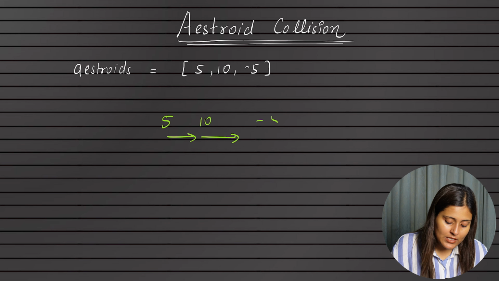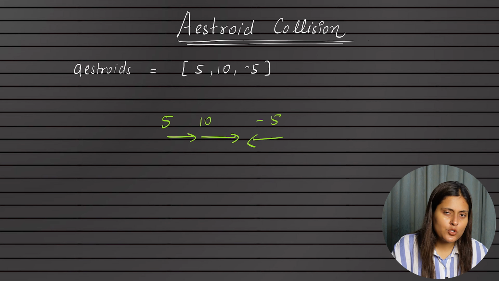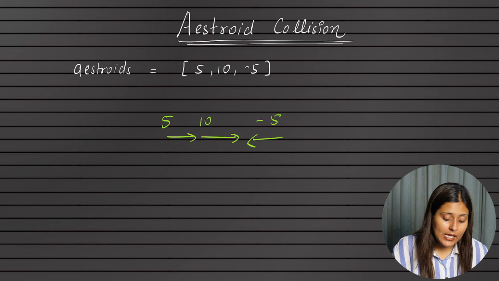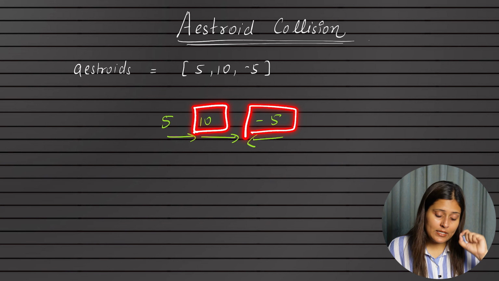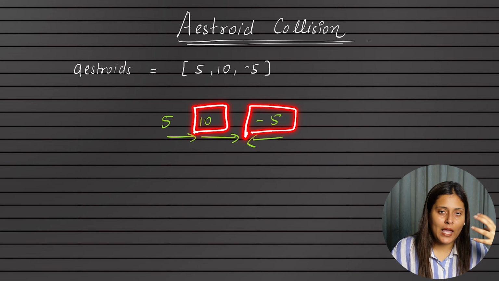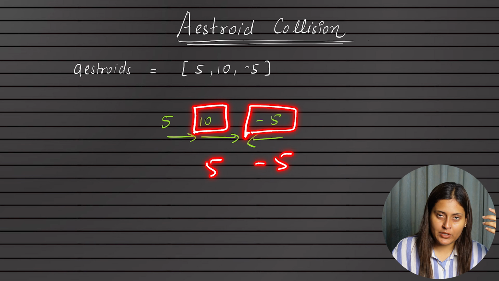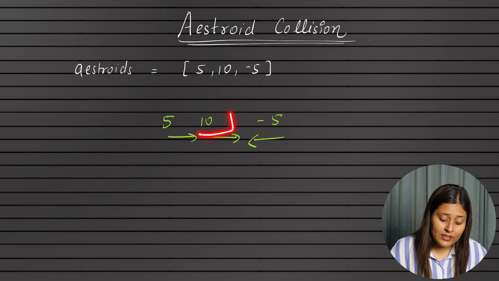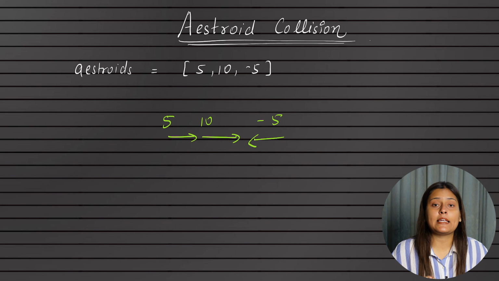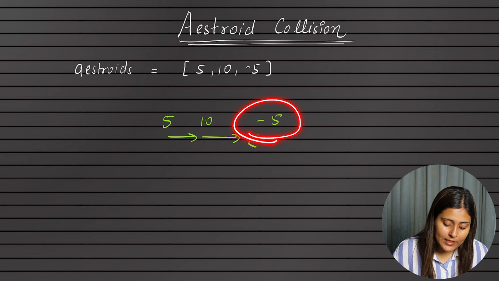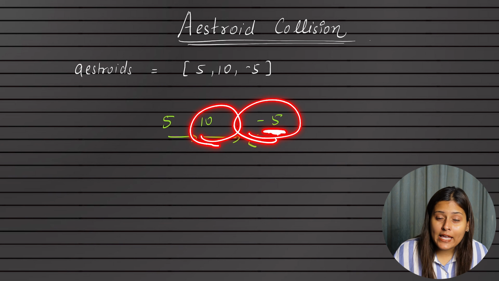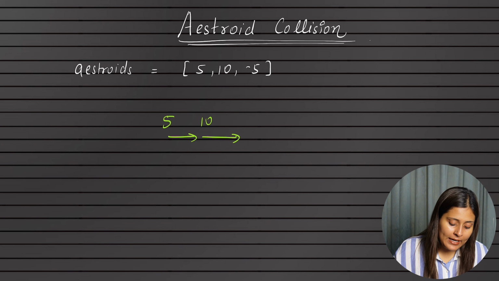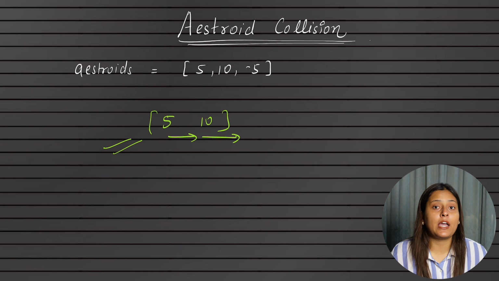Now when -5 comes, it's moving in the negative direction, so for sure this -5 will collide with this 10. Another thing is, if both 5 and -5 were there, definitely both would collide and vanish, as per the problem statement. So when this 10 and -5 collide, the larger will stay and the smaller will vanish. As you see here, -5 is smaller in size, so definitely -5 will vanish, and at the end 5 and 10 will remain, and this is the answer we have to return.